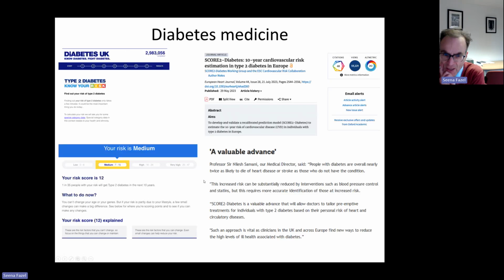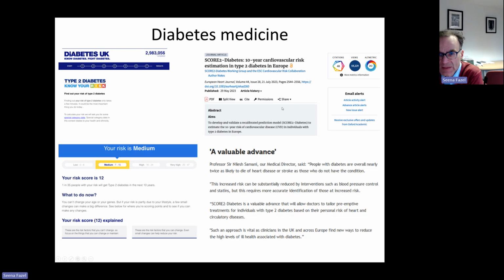In the rest of medicine, though, I think people have moved well beyond this simplistic way of looking at these tools, and they have developed tools which are scalable, simple to use, a bit like the QRisk, and for different outcomes.